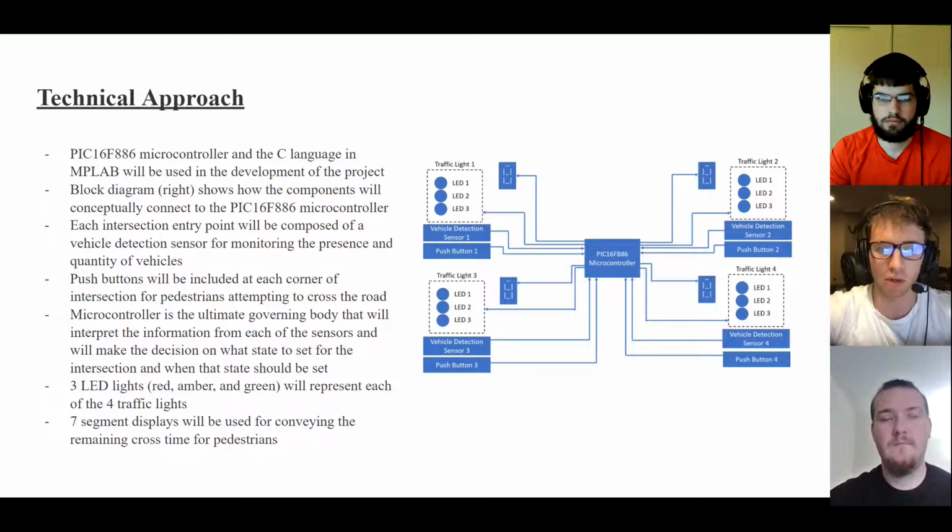And push buttons will also be included at each corner of the intersection for pedestrians that are attempting to cross the road. The microcontroller will act as the ultimate governing body of this system and will interpret the information from each of these sensors and make a decision as to what state the intersection needs to be set to and when that intersection state needs to be set. We'll have 3 different LEDs representing each of the 4 different traffic lights, and we will have 7-segment displays used for conveying the remaining cross time to the pedestrians.